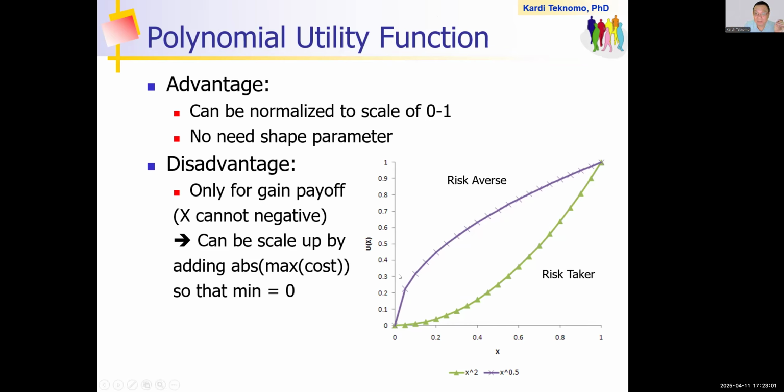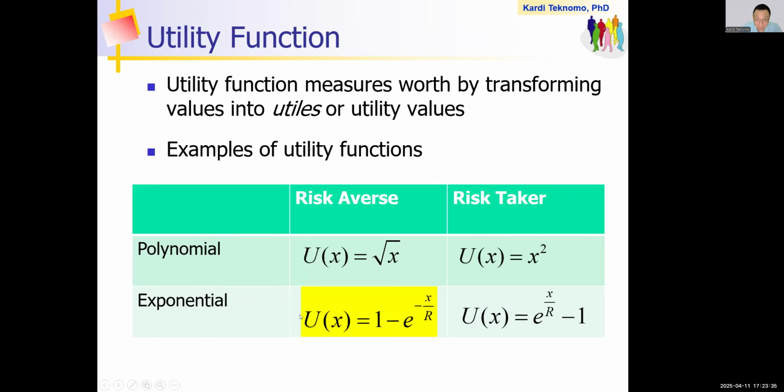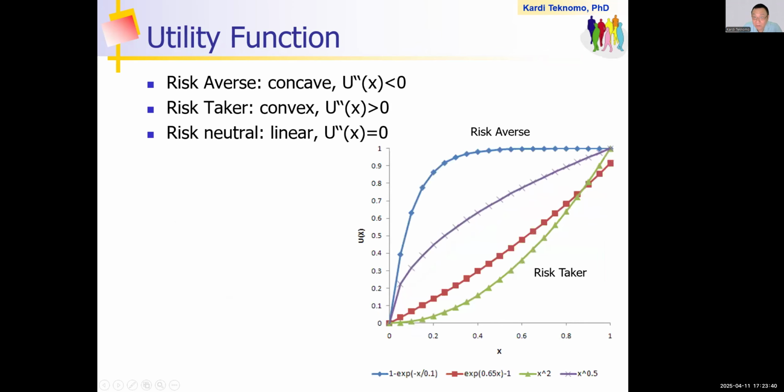But because of that, we also have a problem if you have a negative payoff. In that case, your negative payoff must be scaled up by adding the maximum cost, and then you take the absolute value so that the minimum will be 0. So you need to shift the graph. This is one way to solve the problem of negative payoff. So how about the second one, which is the exponential function? Let's discuss the exponential function now.